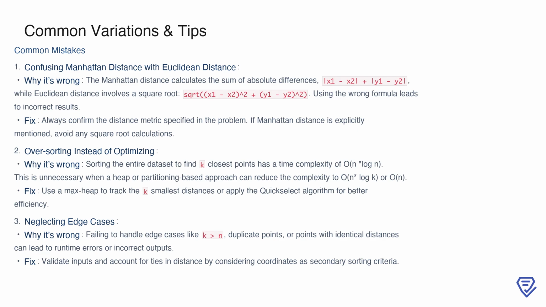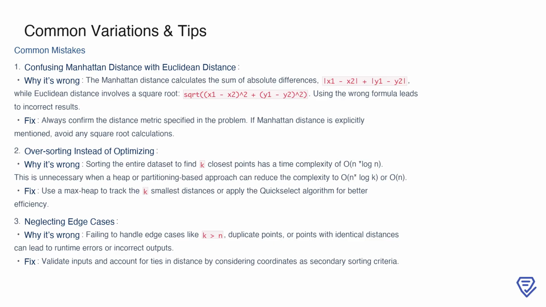Euclidean distance, on the other hand, involves squaring the differences, summing them, and then taking the square root: sqrt((x1 - x2)^2 + (y1 - y2)^2). Using the wrong formula will lead to incorrect results, so it's crucial to confirm the distance metric specified in the problem. If Manhattan distance is mentioned, avoid any square root calculations entirely.